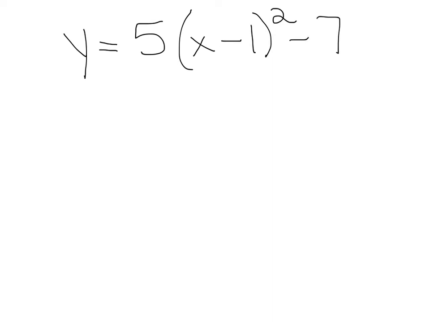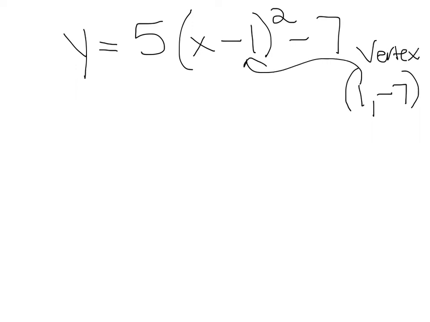So we've determined that our a value is 5. So we get y equals 5 times x minus 1 squared minus 7. Again, because our vertex was at (1, -7). So the 1 goes in right here. The -7 goes in right here.